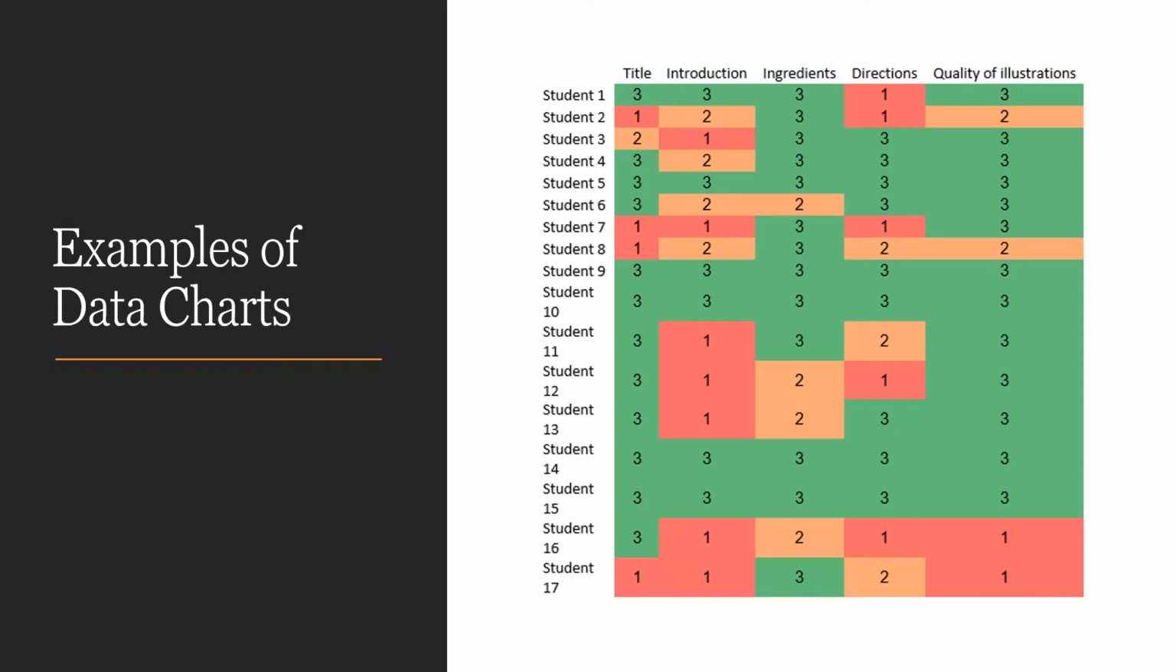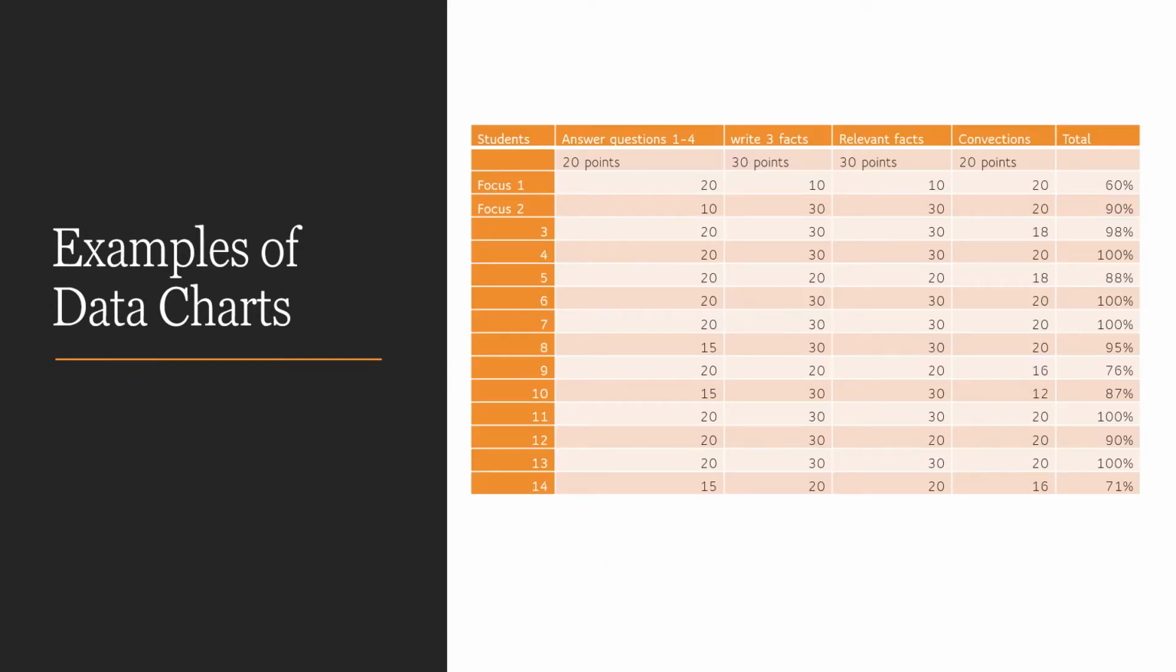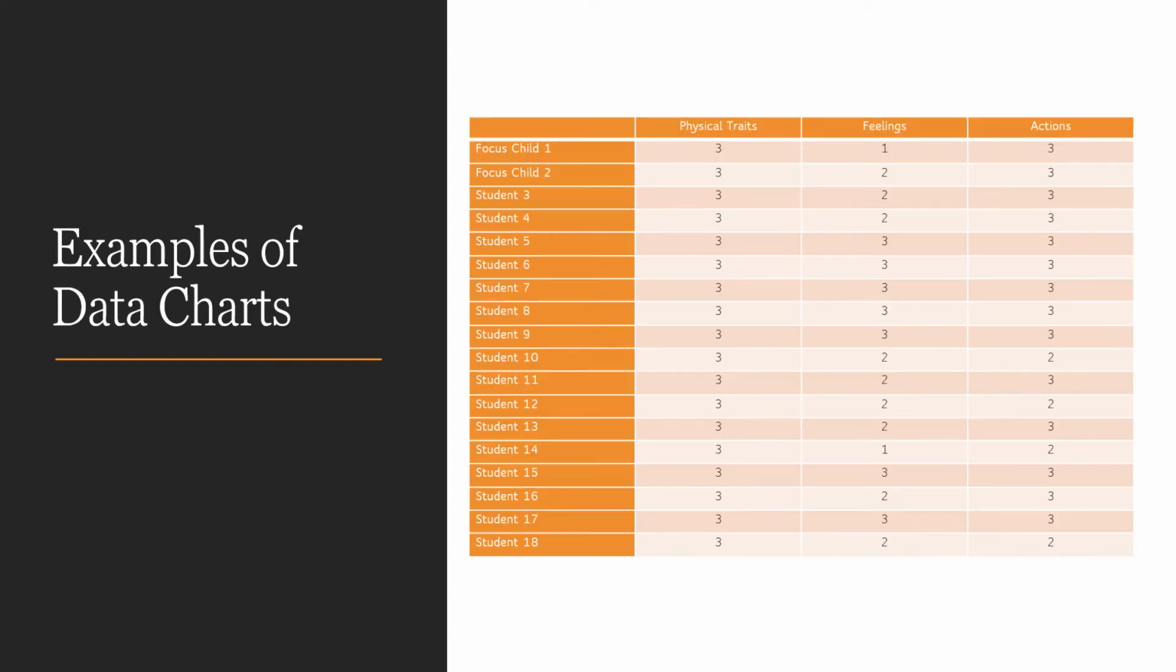This student color coordinated it, which made it easier to see the patterns in the data. I kind of like that. This lesson was answering questions 1 through 4, writing 3 facts. The facts needed to be relevant, and they needed to use proper conventions, grammar usage, etc. And she put it in a chart and used percentages for totals. So there are a lot of different ways that you can do these charts.